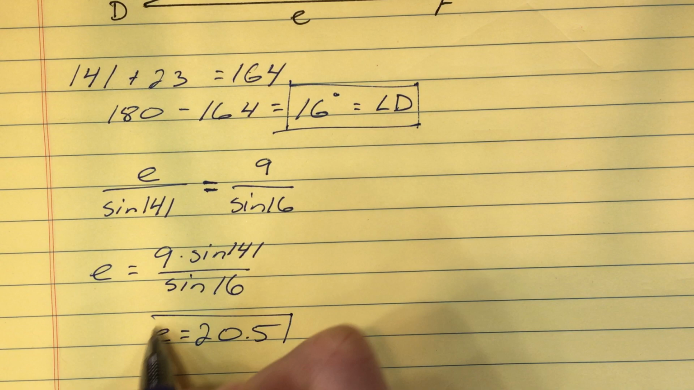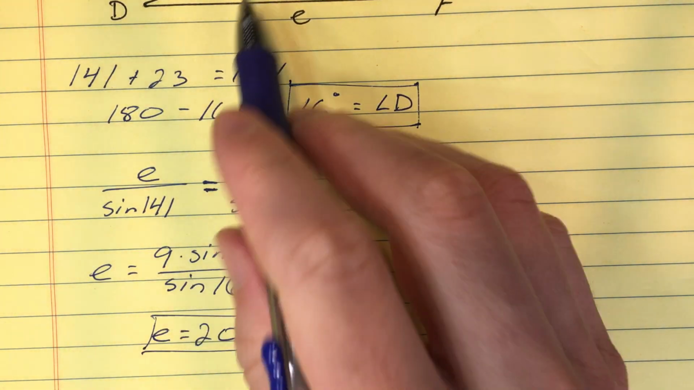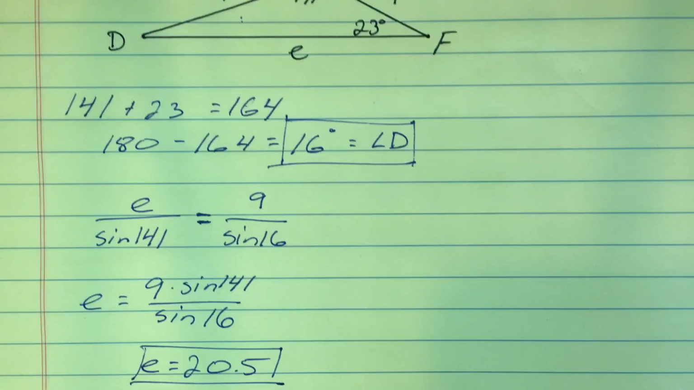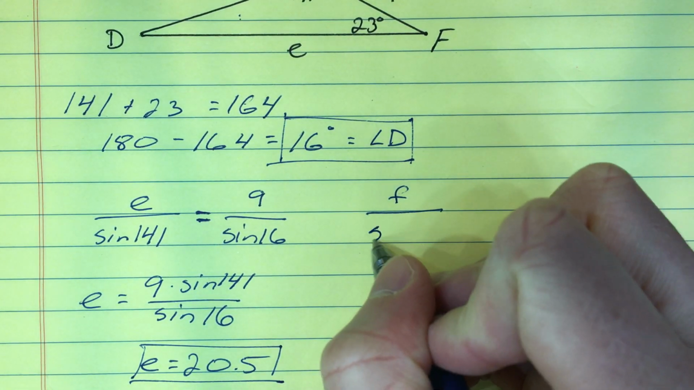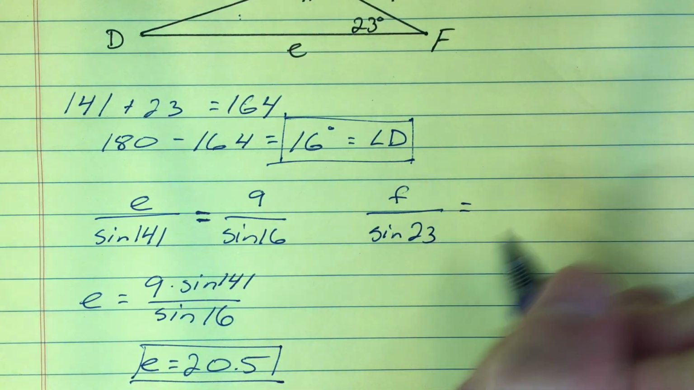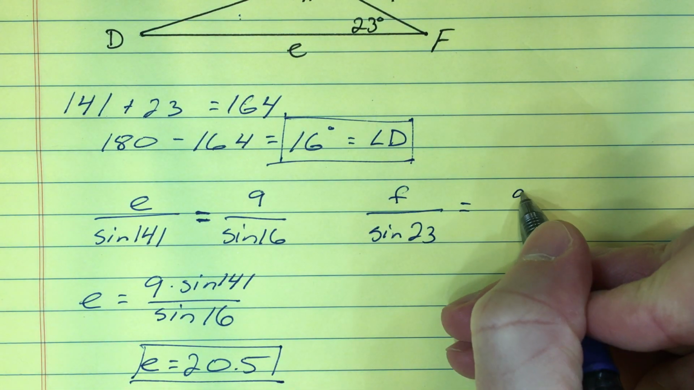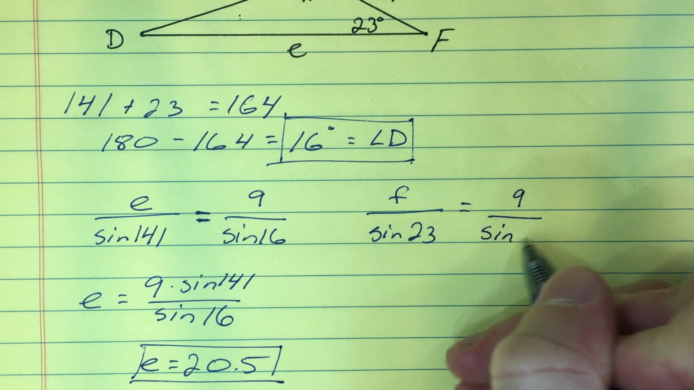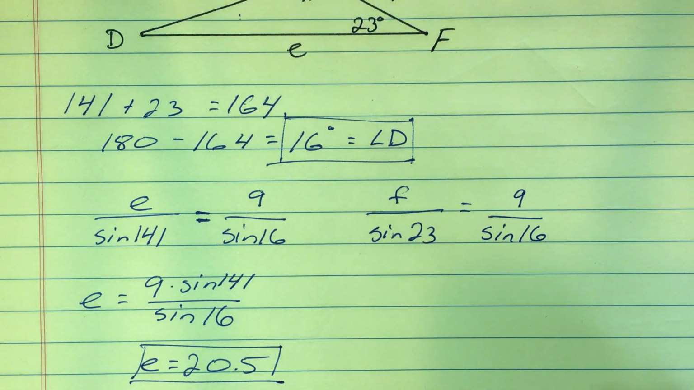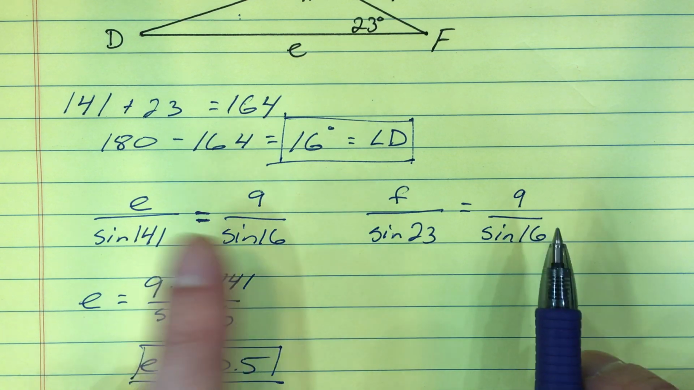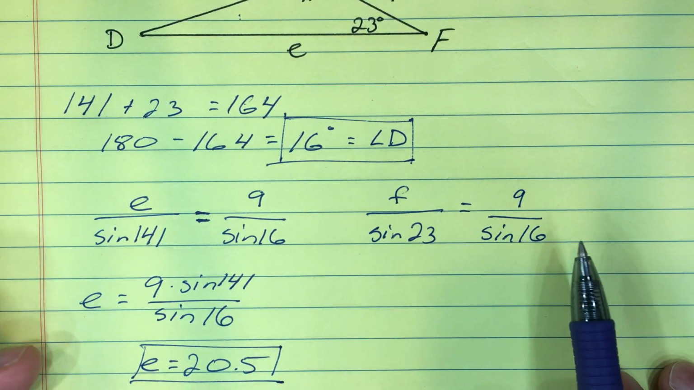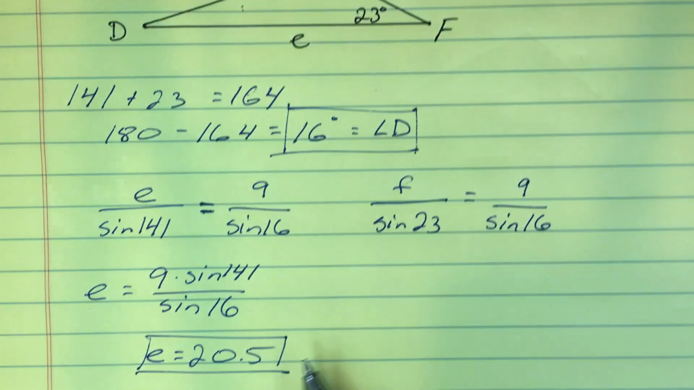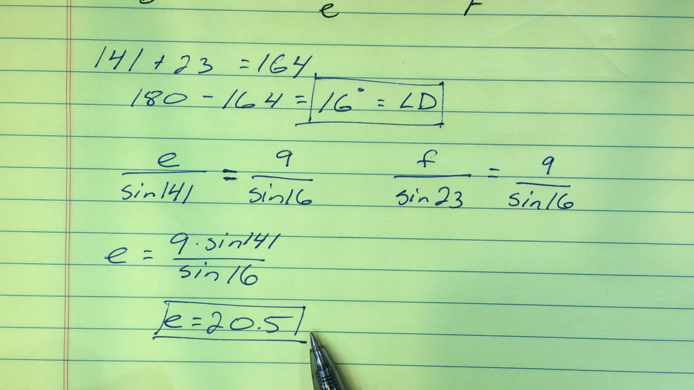And next we're going to solve for our missing side F in our triangle. So F is going to be over sine of 23, and again equal to that same ratio we used last time, 9 over sine of 16. So I like to use this same ratio in both of these problems because I know 9 and 16 are exact. I could use the side length E, but that one has been rounded a little bit.